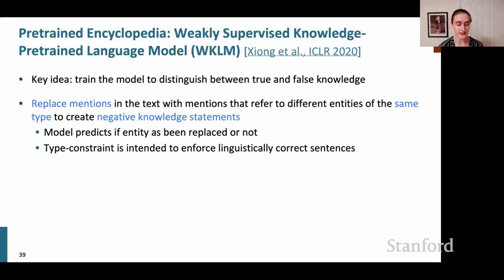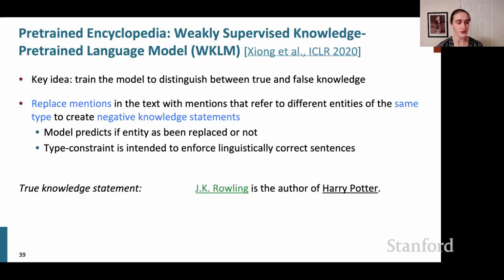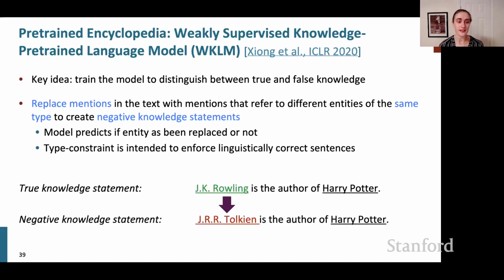So you could imagine if you replace it with something that's not realistic at all, the model could just be basing its prediction on whether the sentence is linguistically correct. As an example, we have a true knowledge statement, J.K. Rowling is the author of Harry Potter. And then we want to modify this to replace it with another author. So let's say we change this to J.R. Tolkien is the author of Harry Potter. You can see that this requires some amount of background knowledge to actually be able to figure out which statement's true and which statement is false. And the idea is that the model will be able to predict for each of these mentions whether it's a true or false mention.